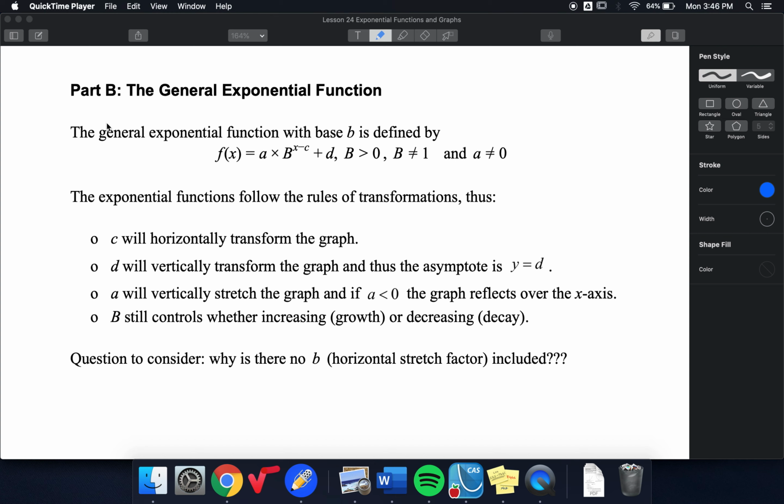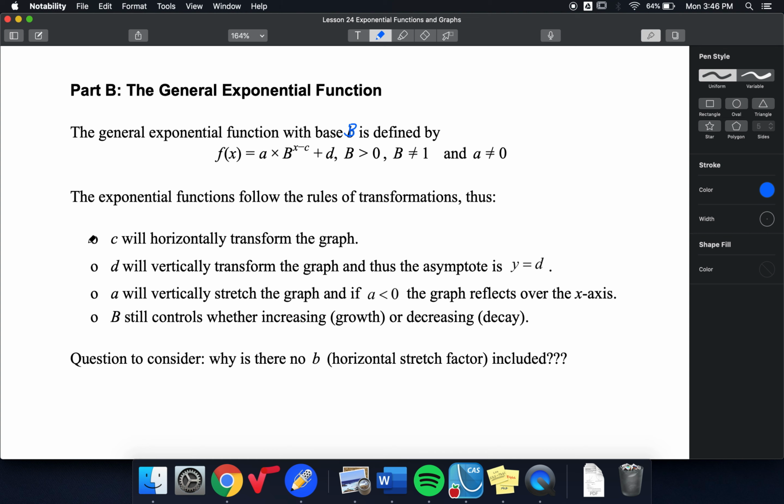Right, so when we think about the general exponential function, we think about a times our base B raised to the x minus c power plus d. Again, same restrictions on my base. Ooh, this should say with base capital B.